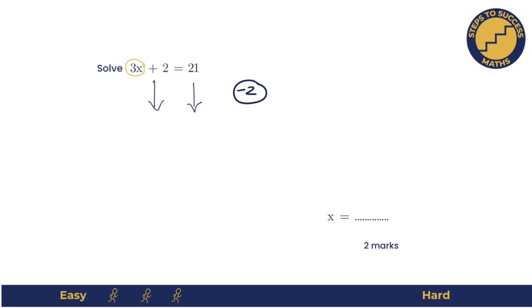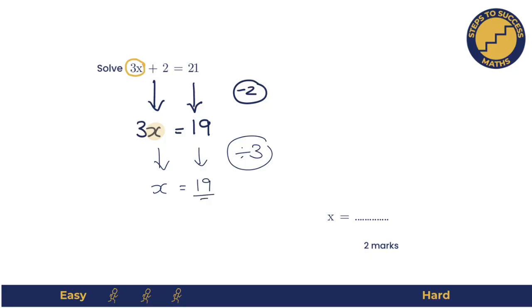So we've got 3x is equal to 21 take away 2, which is 19. Now we just want the x, and at the moment it's being times by 3. So the opposite of times 3 is divide by 3. So that leads us to x is equal to 19 divided by 3.